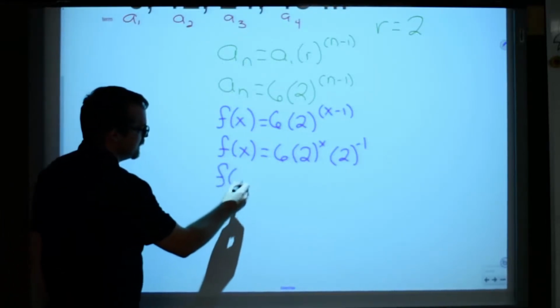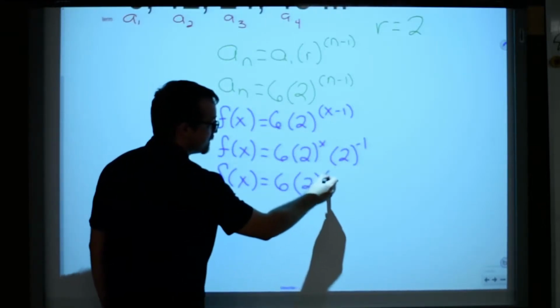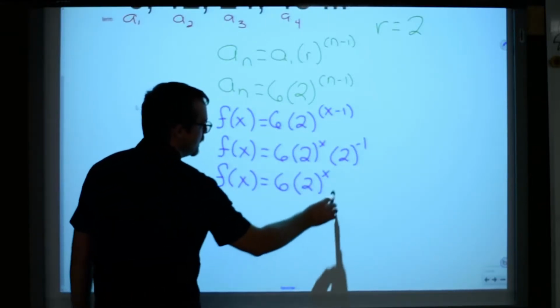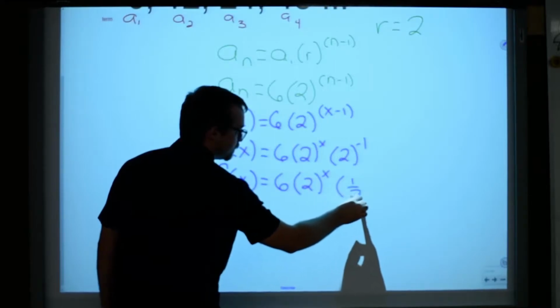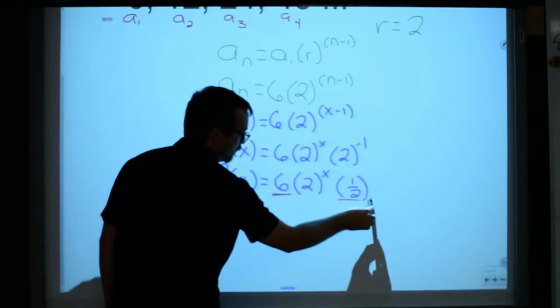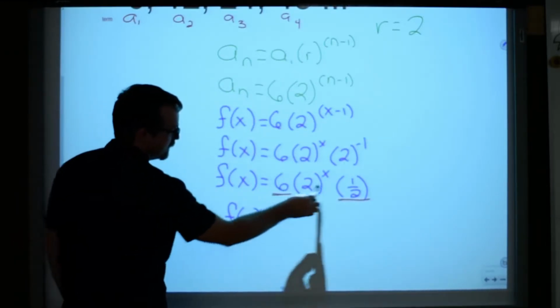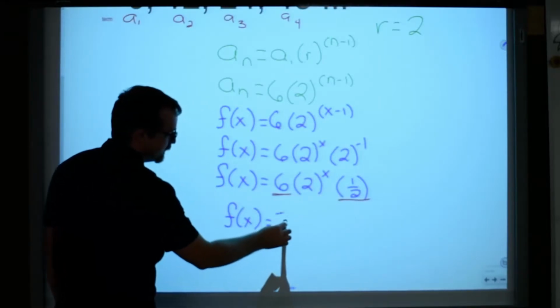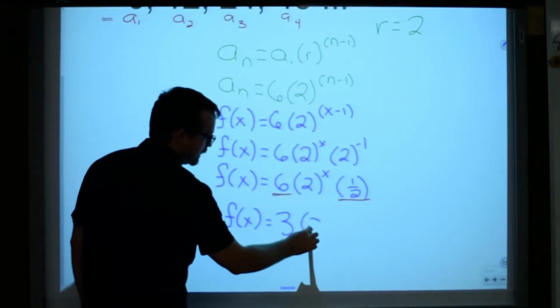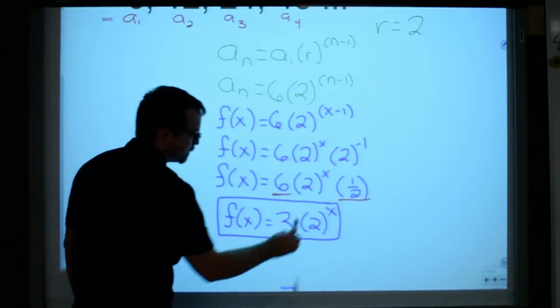F of x equals 6, can't do anything with the 6, can't do anything with 2 to the power of x, but 2 to the power of negative 1 is 1/2. And there are two numbers here that I can multiply, 6 and 1/2. 6 times 1/2, sorry, is 3. And then I have this 2 to the power of x. And this would be simplified, this would be my function notation, okay?